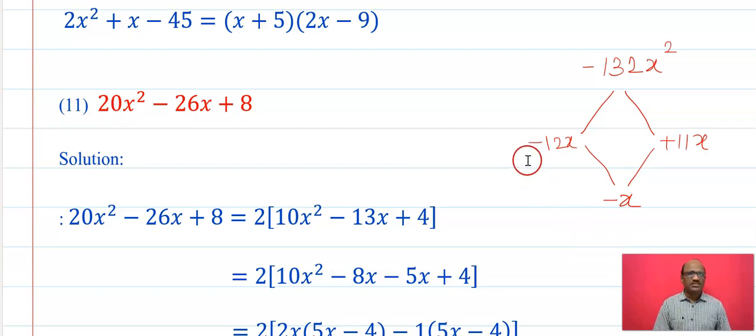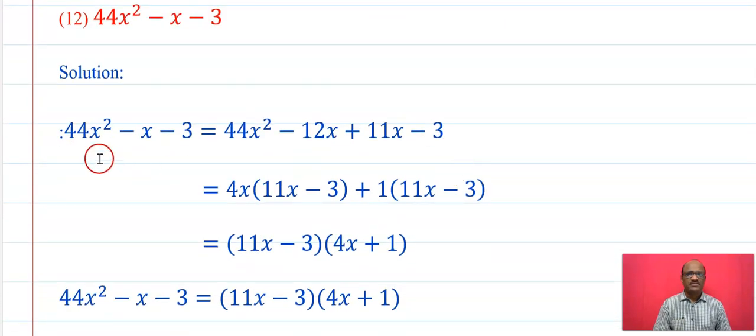The numbers are minus 12x and plus 11x. Minus 12x into 11x is minus 132x square and minus 12x plus 11x is minus x. Therefore the factors of the minus x are minus 12x plus 11x. Therefore 44x square minus x minus 3 is equal to 44x square minus 12x plus 11x minus 3.